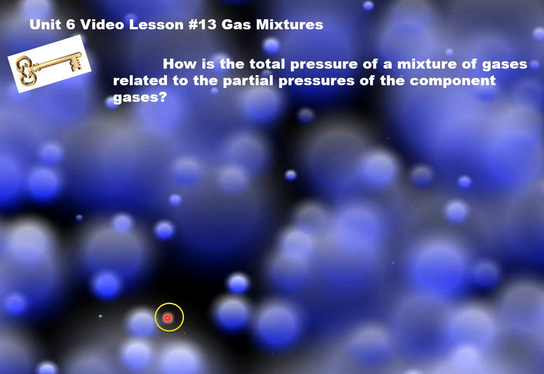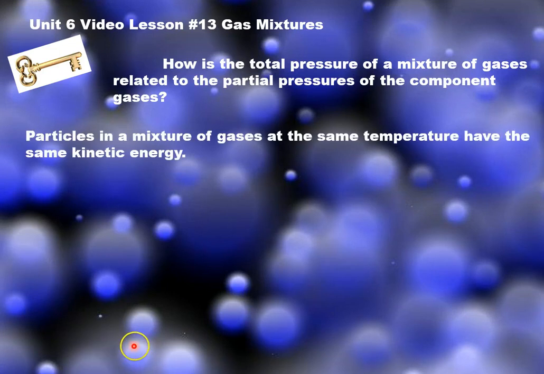So the key question here is, how is the total pressure of a mixture of gases related to the partial pressures of the component gases? Well, you can have like the air. The air has many different gases in it, and so the air pressure is made up of the partial pressure of each one of those gases that makes up the air mixture. And so that is what we're going to investigate in this video lesson.